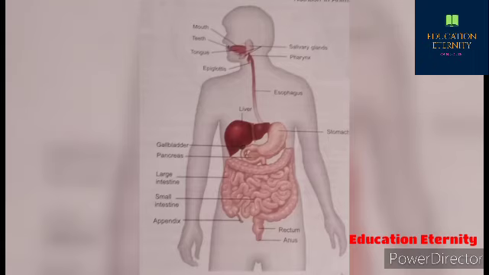Now the next one is the stomach. The stomach is a muscular J-shaped thick-walled bag. It is the widest part of the alimentary canal. One end of the stomach is connected to the esophagus to receive food, and the other end is connected to the small intestine, where food is passed from the stomach.